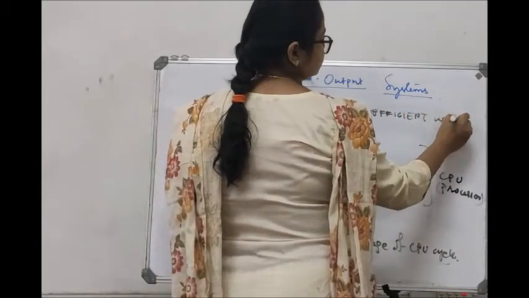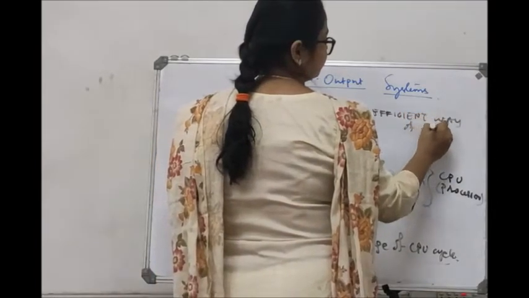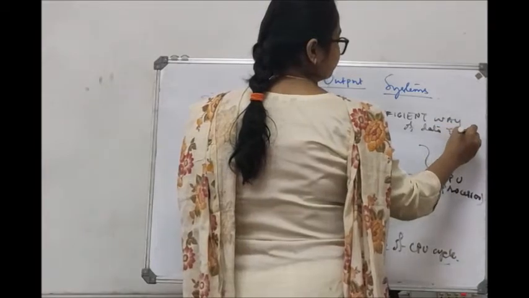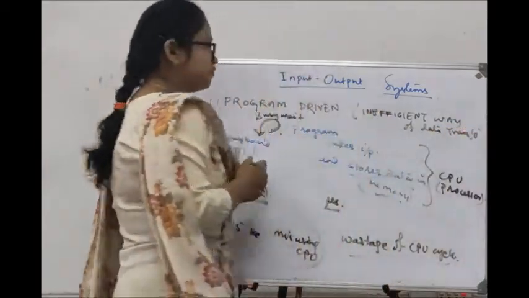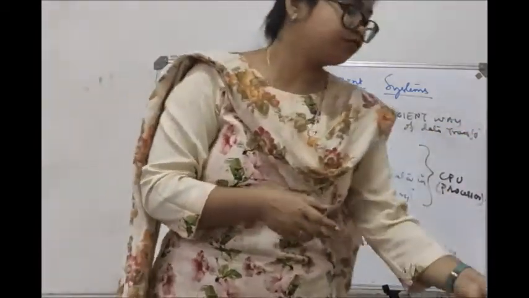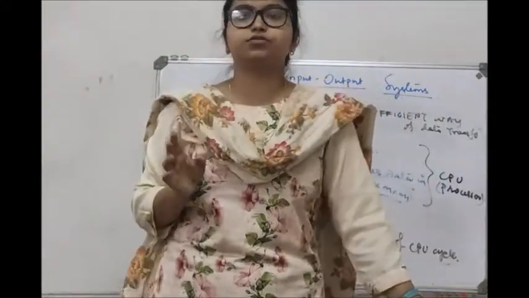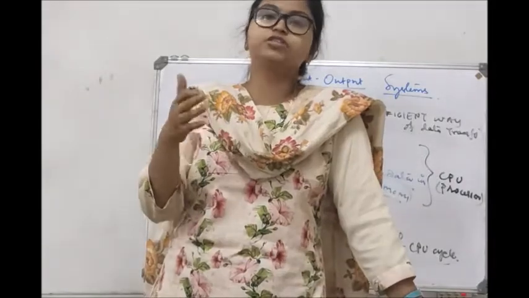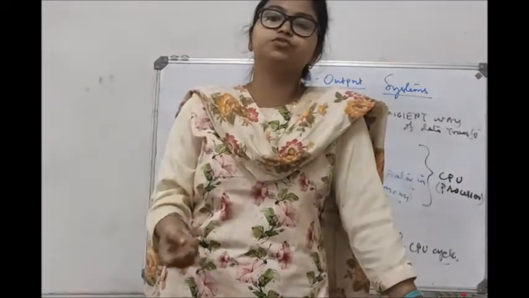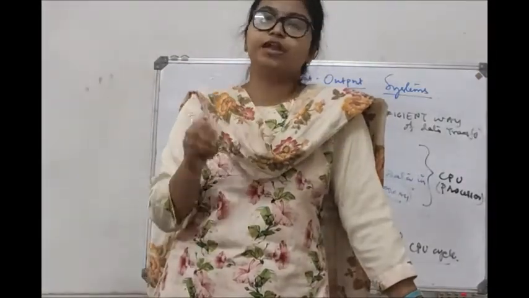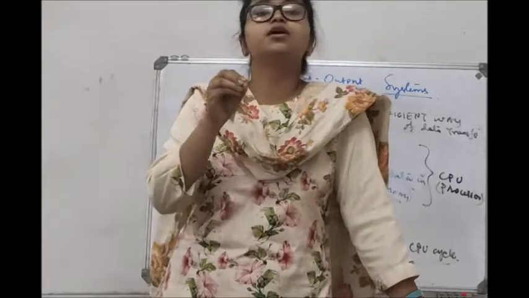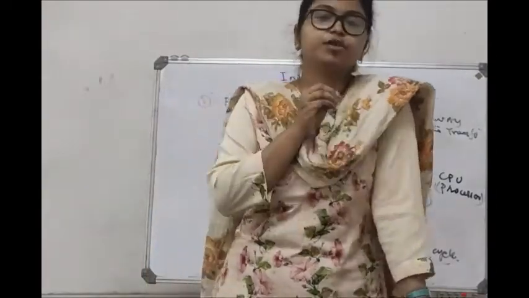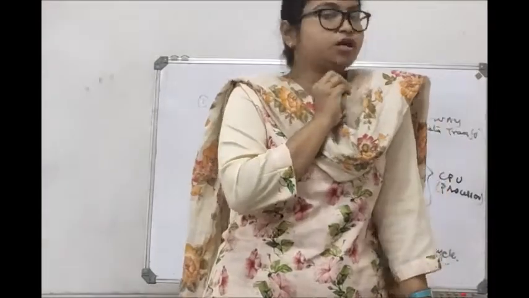Way of data transfer. So program driven IO is actually one of the inefficient ways of data transfer. Why? Because here a program is run by the CPU which continuously waits for the user to give input. When the user gives the input, then it is sent to the memory or stored in memory. This is how it works.